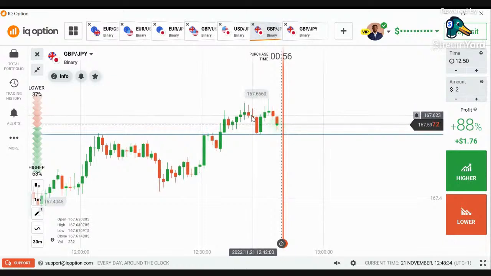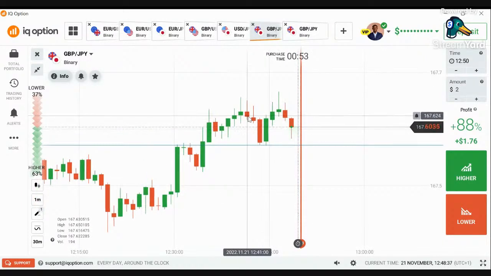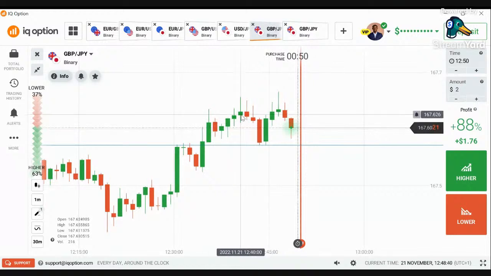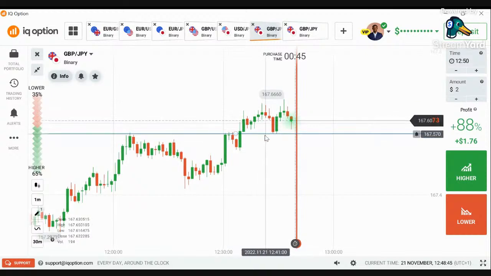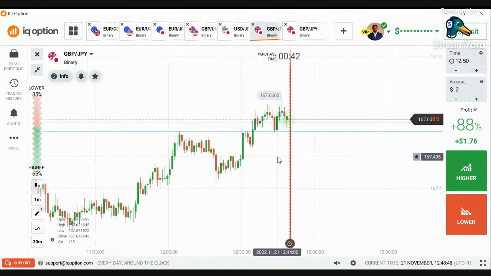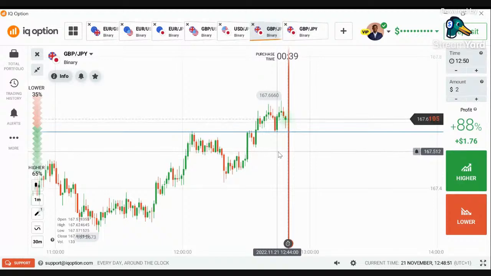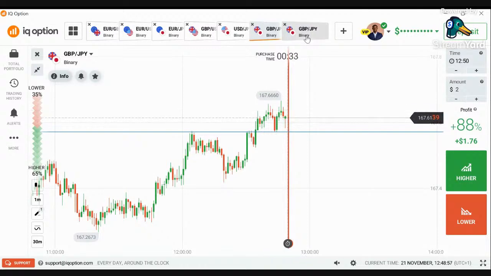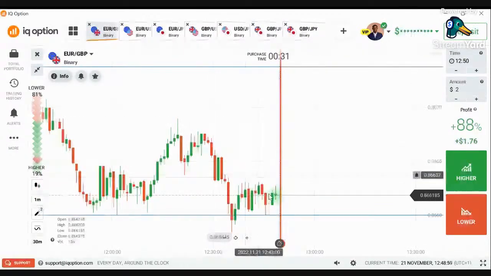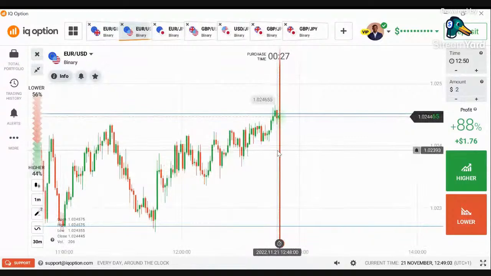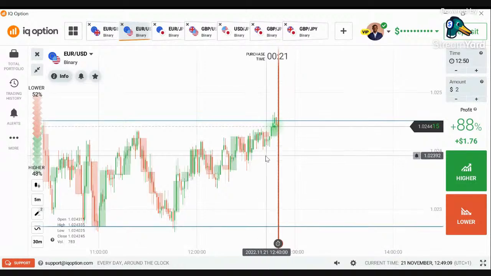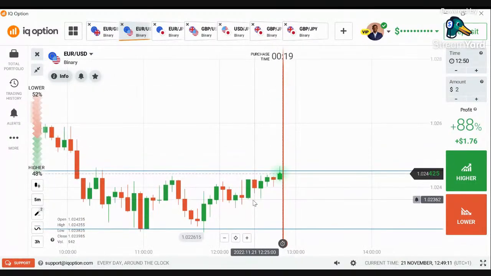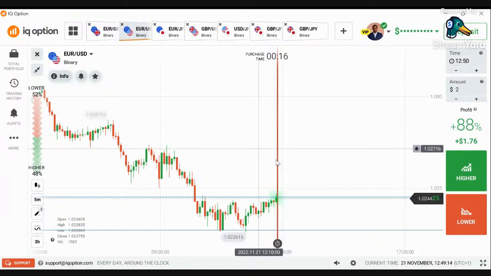All right. This one here too is consolidating. Just seeing too many wicks. This one is consolidating. All right, Euro USD is trying to expand. Euro USD is trying to go higher.